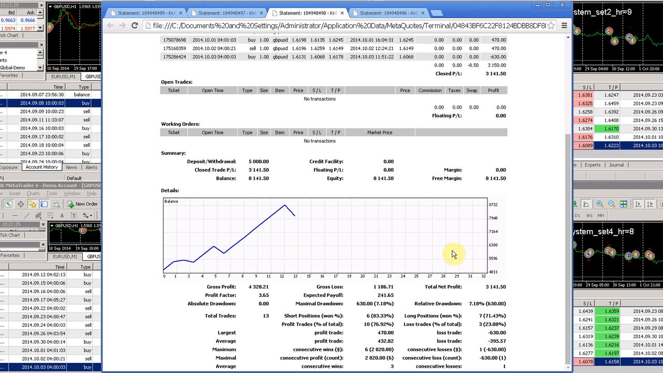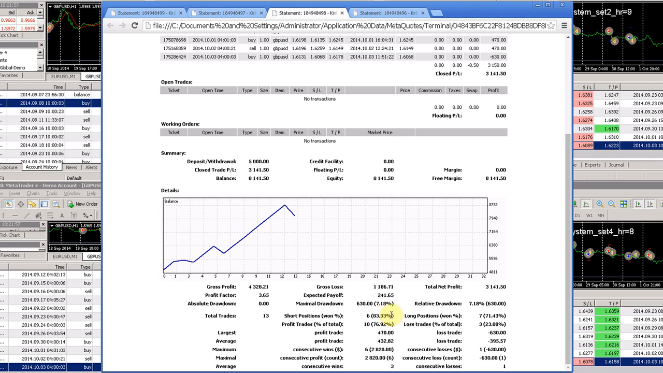But as we'll discuss further in the course, good systems are able to get out of them quicker than bad systems. And also, you should look at other factors, like in this case, profit factor is 3.65, which is more than double the recommended 1.6. Expected payoff is incredible, $241 net profit per trade. So it's got a lot of good stuff to it, like maximal drawdown is only 7.18%, so that's under 10% of maximal drawdown.